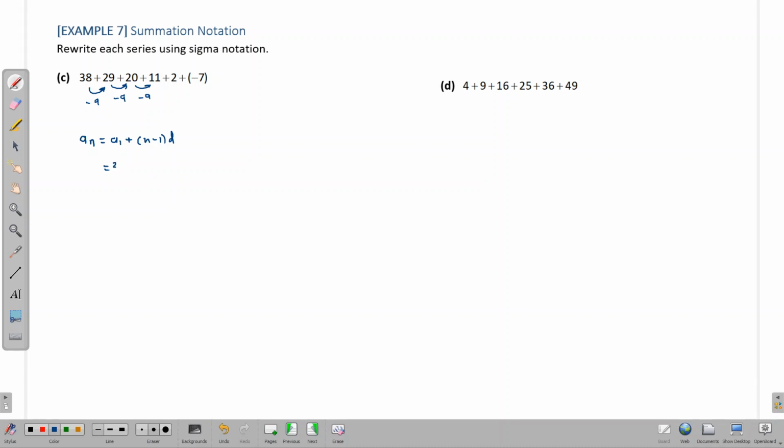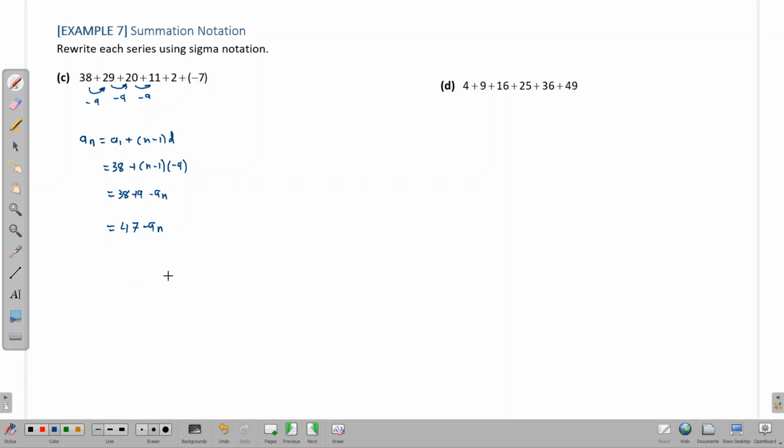Well, a1 is 38, and we'll leave n minus 1. The common difference we just said is negative 9. So let's simplify this. So we end up with 38 plus 9 minus 9n when you distribute. Reordered it there, but putting those like terms together, you're going to have 47 minus 9n.